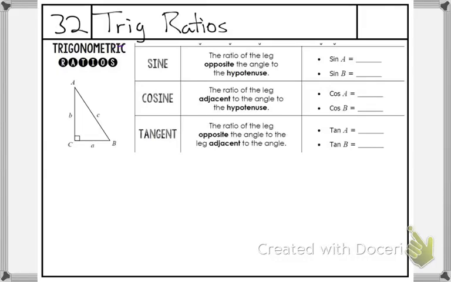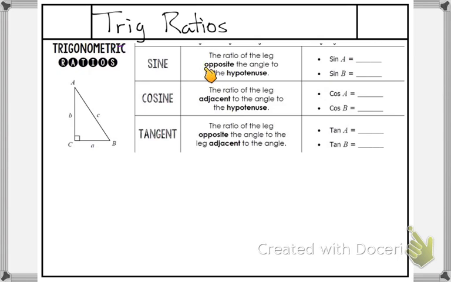So whenever we start with trigonometry, we're going to start with our trig ratios. We have the three listed here: sine, cosine, and tangent. Now these are ratios that exist within acute angles within right triangles. So we have A and B as our acute angles, and we can write ratios based off of each one. So we start with sine.